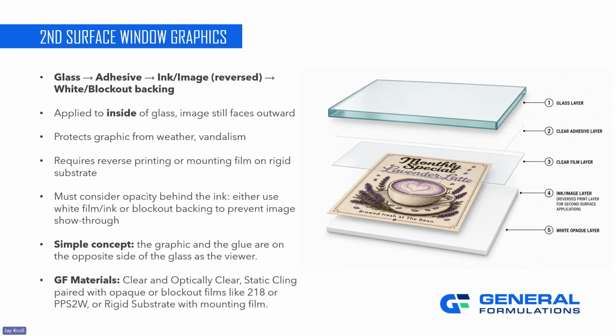And yes, there'll be the one person who says, well, what about static cling? That's not adhesive. I know, yes, this also works with clear static cling. But again, instead of glass, adhesive, film, image, like opaque film and image, we're going glass, adhesive, clear film, and image. So we're reverse printing that image on that clear film. And I've got there at the bottom that there's a white opaque layer. Here's the thing with most inks is they're generally translucent.